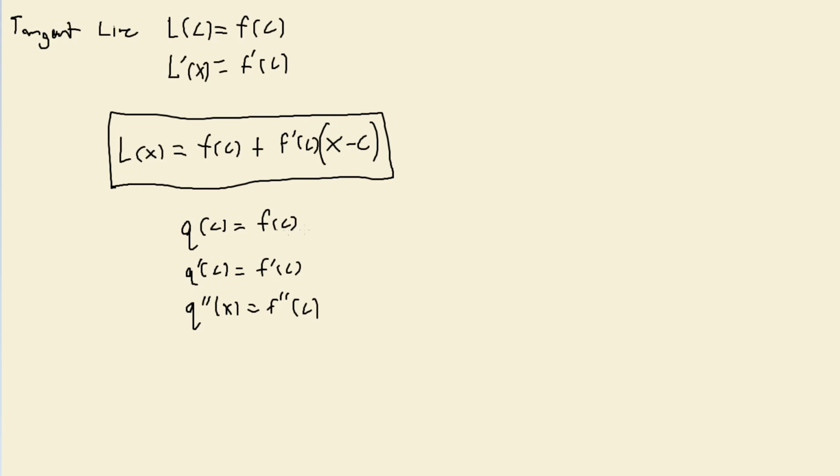Well, I'll claim that for the first two parts of this formula, it's going to be the same as the linear approximation. We're going to get that q of x is equal to f of c plus f prime of c times x minus c.